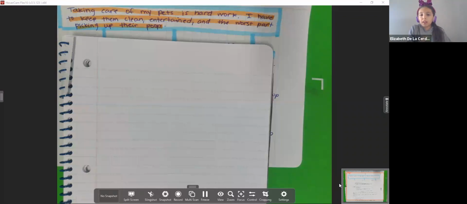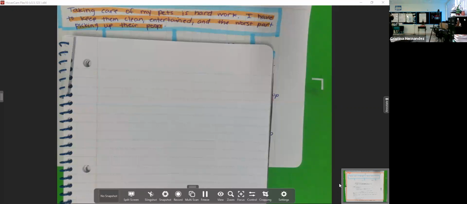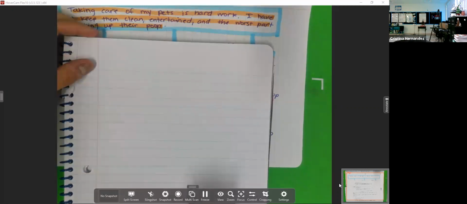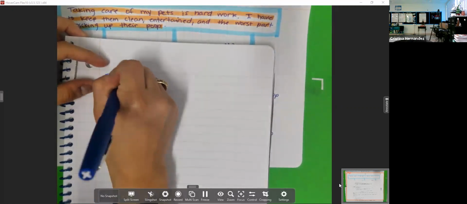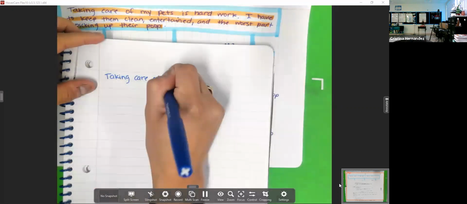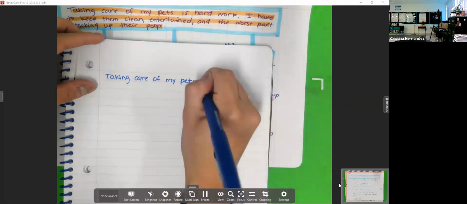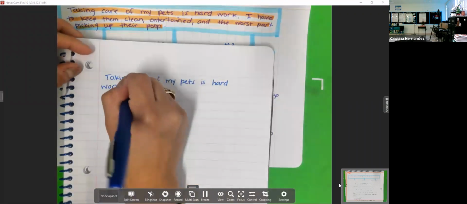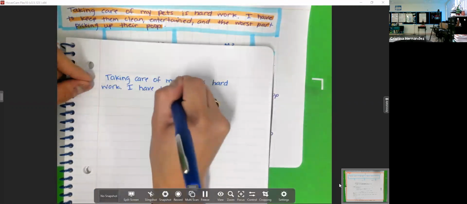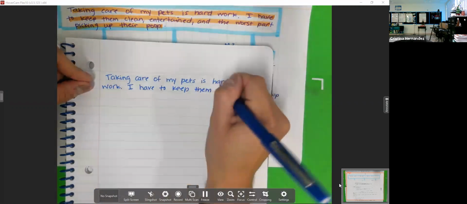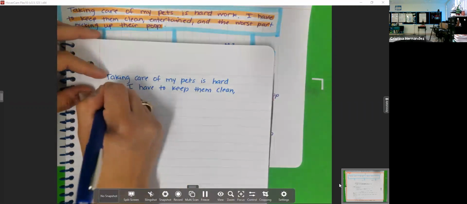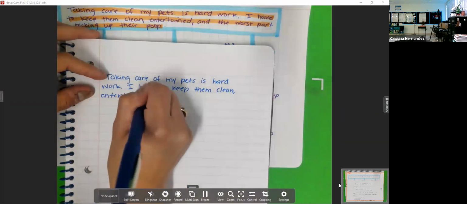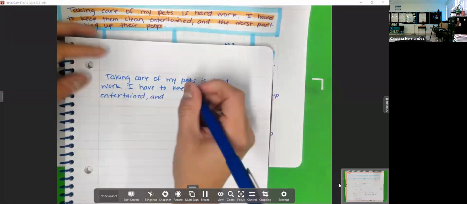Taking care of my pets is hard work. I have to keep them clean, entertained, and the worst part, picking up their poop, or their chocolate. I'll put picking up their chocolate. So that's what I'm going to put right here on my first line. So, taking care of my pets is hard work. I have to keep them clean. Entertained. And I'm going to change it to pick up their chocolate.